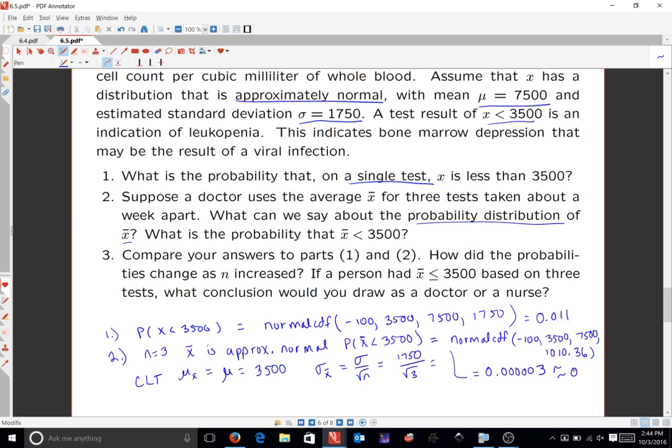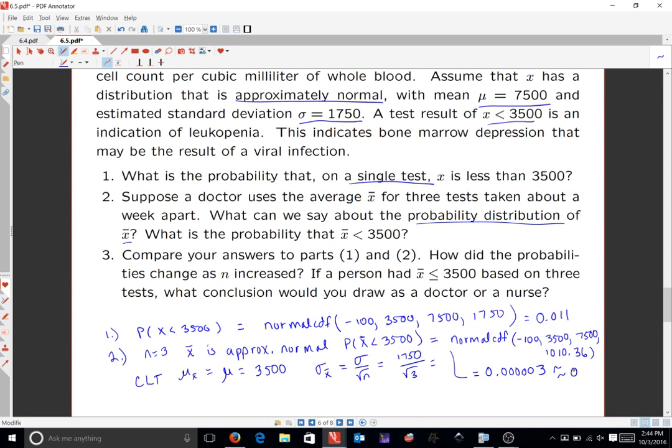Okay, we got our answer for number 2. Notice the difference is what you plug in for your standard deviation. It becomes the standard deviation divided by the square root of the sample size. That's what you plug in for your standard deviation. Everything else is just like what you did in section 6.3. Nothing changes other than that. Now let's compare. Let's look at number 3.